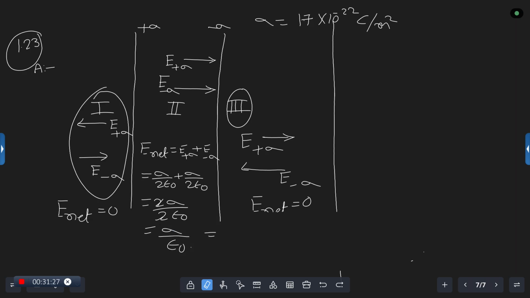Calculate this sigma by epsilon naught. Sigma value by epsilon naught. Calculate and tell the answer. What is that? Any doubt? You have to calculate. I don't have the calculator. Numericals you have to calculate.